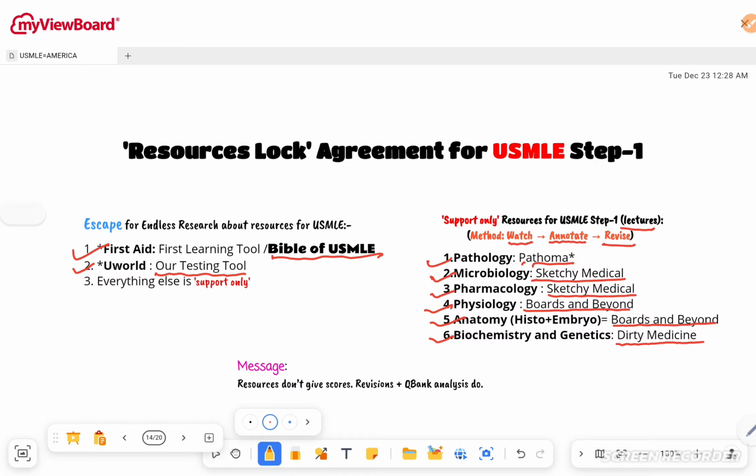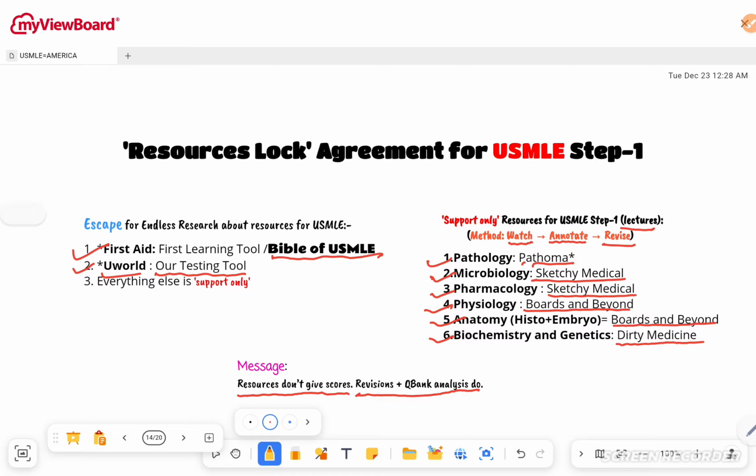So, what could be the message about the resources? That resources don't give scores. Revision and question bank analysis give better scores. So basically, our resources should be First Aid, and then UWorld, and Pathoma, Sketchy, Boards and Beyond, and Dirty Medicine can be used for lecture purposes only.